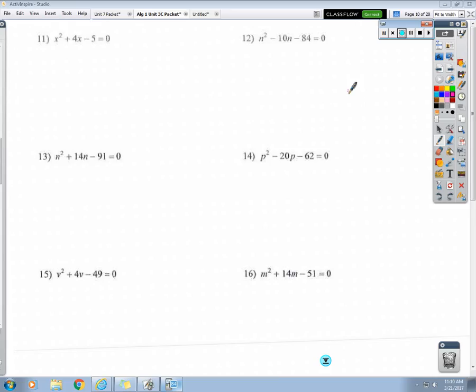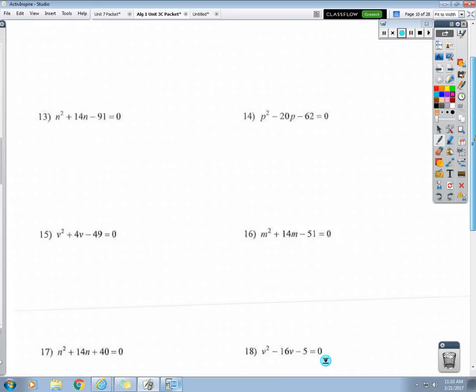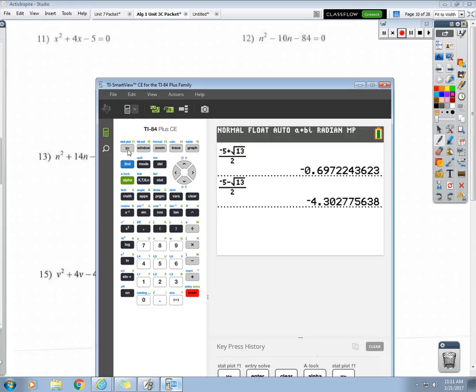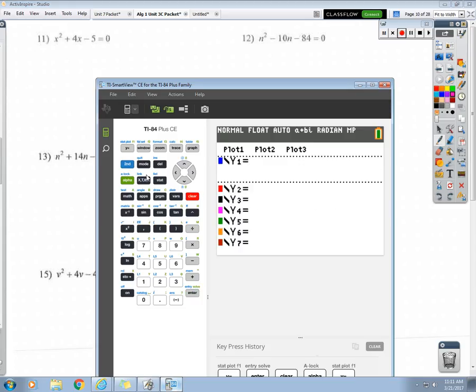Alright, number 12. This is page 9. The first thing that you do is you look at it and you say, can it be factored? Are there two numbers that multiply to negative 84 and add to negative 10? And what if you're not sure? What could you do? Correct. You could graph it. Y equals n squared minus 10n minus 84.